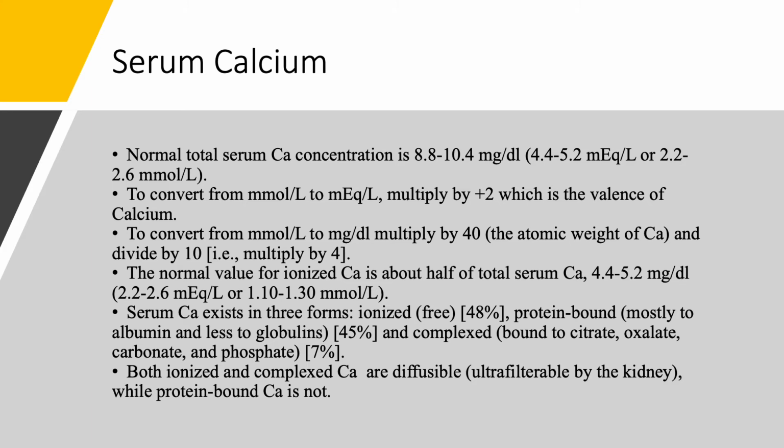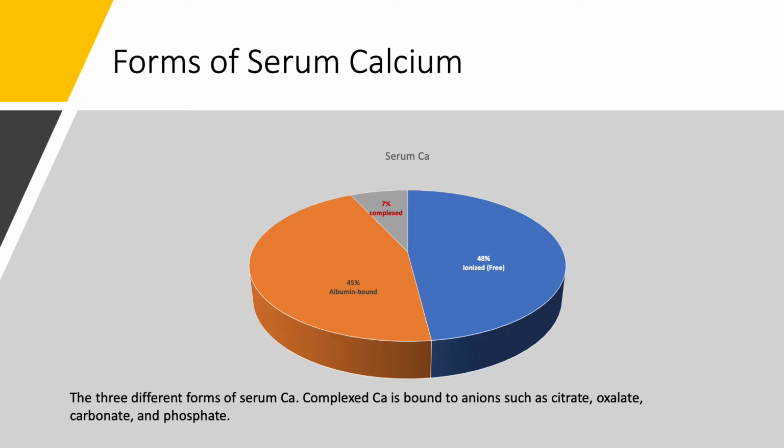Now, there are 3 forms of serum calcium: ionized or free, which is about 1/2, accurately 48%, about half; protein bound, and this is mostly bound to albumin, less so to globulins, about 45%. The rest, which is 7%, is complex to citrate, oxalate, carbonate, and phosphate. Now, ionized calcium or free calcium and complex calcium are diffusible and can be ultrafiltrated by the kidney, while protein bound or albumin bound calcium is not. It cannot be diffused, it cannot be ultrafiltrated.